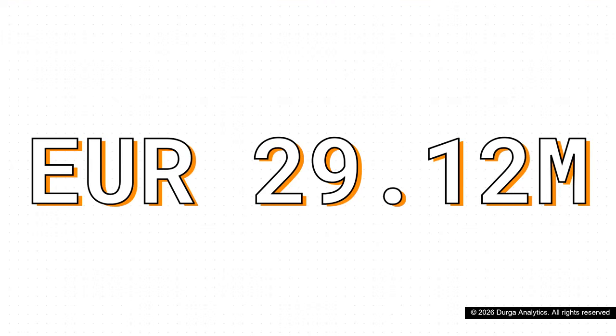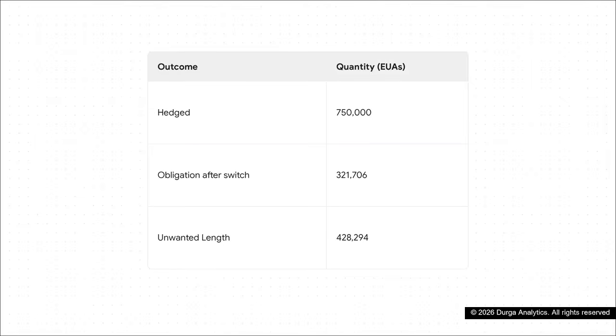29.12 million euros. I really want that number to sink in. That is the massive, unwanted speculative length generated by a well-intentioned 100% compliance hedge if your asset switches fuels. If you blindly bought 750,000 allowances to cover your initial forecast, and then the price rose and your plant switched to gas, well, suddenly you only need 321,000 allowances. You're now holding over 428,000 allowances you do not need, without a mandate, without a stop loss, and entirely by accident. And this brilliantly illustrates the exact matrix of the problem.